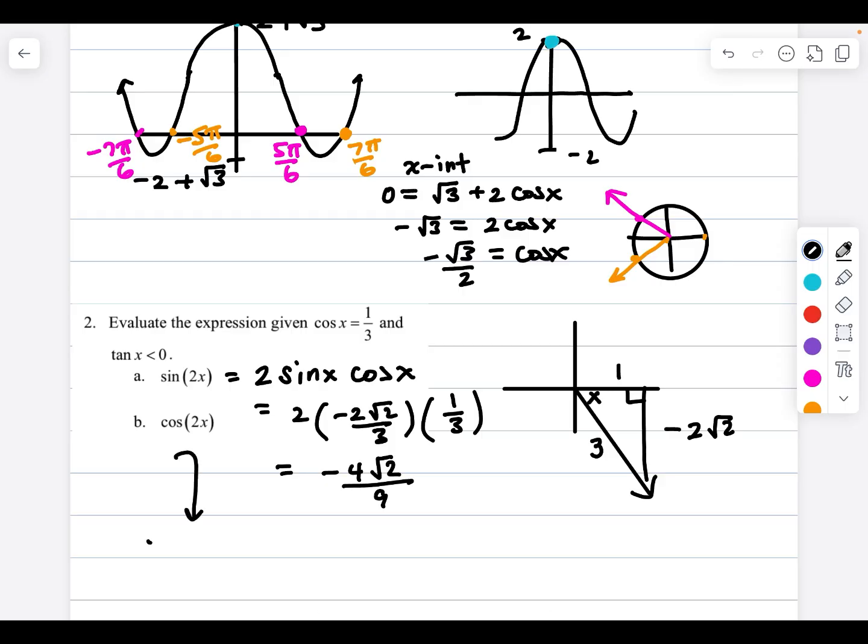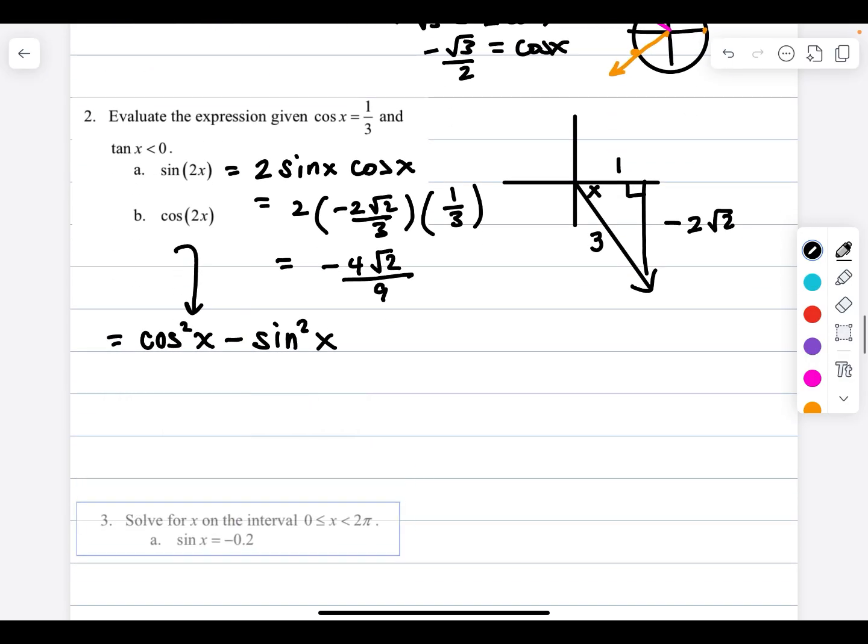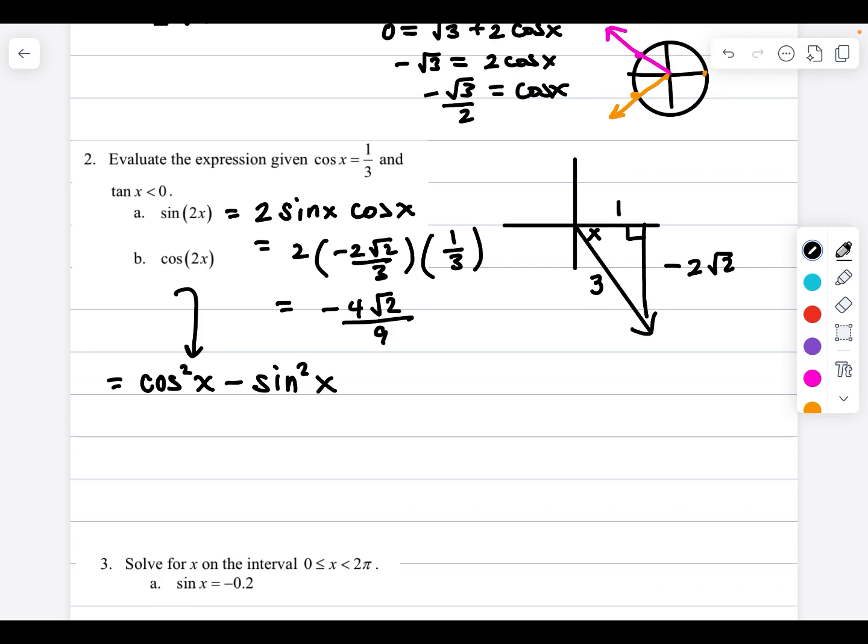Cosine of 2x. Now, you might want to use cosine squared x minus sine squared x, which is fine, and plug the values in there. But some students made a mistake when drawing the triangle, or they made a mistake when squaring the sine. So I would actually prefer to use the formula 2 times cosine squared x minus 1, because the directions give us cosine of x. And so if I find sine of x incorrectly, I'd get the answer wrong. But now I'm just going to use the value they gave us. Feel free to use either one, whichever formula of those two you want.